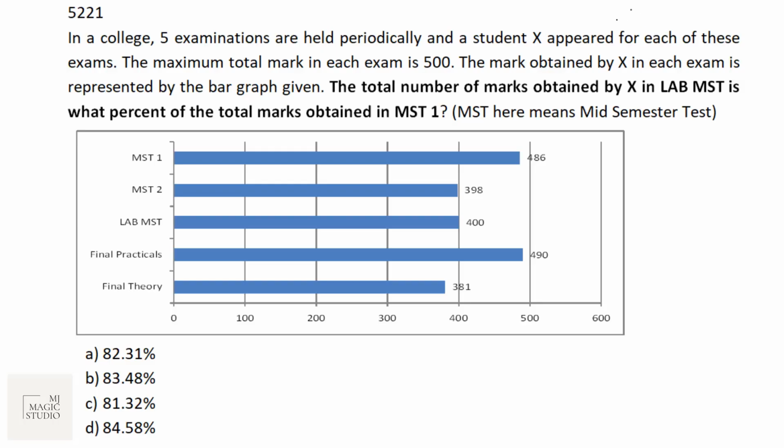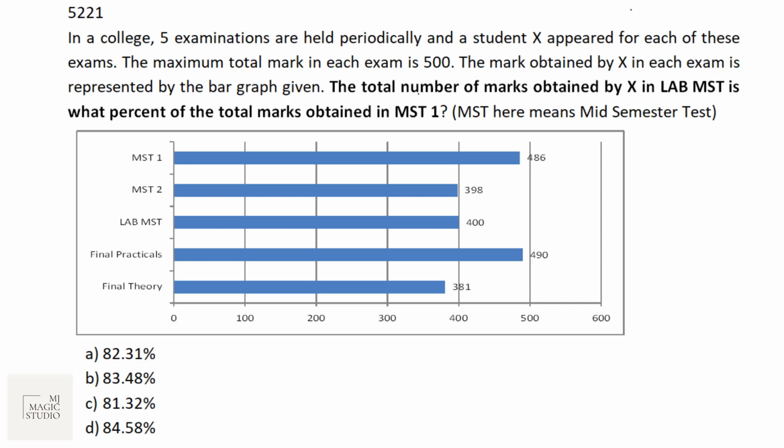Okay, another one from data interpretation, bar diagrams. In a college, 5 examinations are held periodically and a student X appeared for each of these exams. The maximum total mark in each exam is 500. The marks obtained by X in each exam is represented by the bar diagram given.